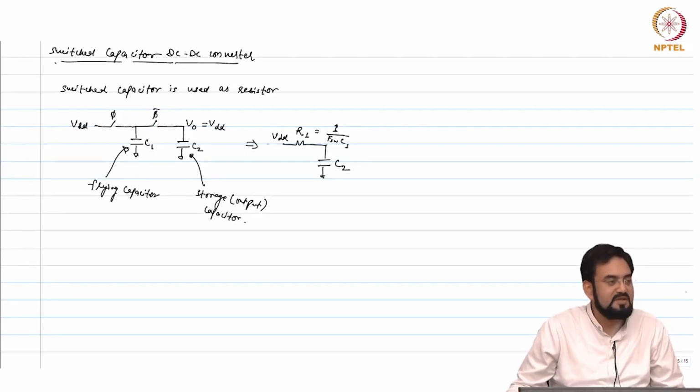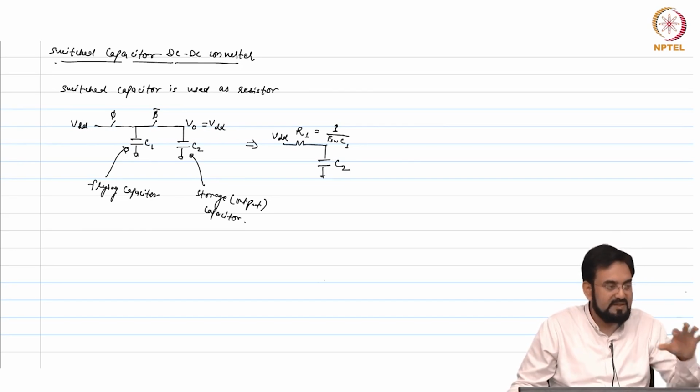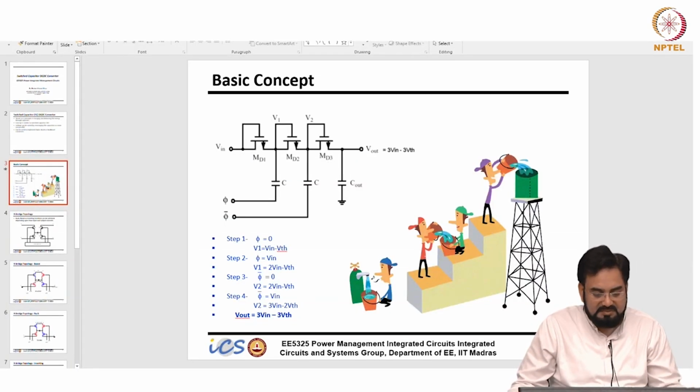Now, let us say I have one more stage. Usually, depending upon what ratio you require between output and input, your number of stages may be different. Here it is a boost converter, a 3x actually. So your output will be 3 times that if you forget about the VT loss. If I have a switch here instead of the diode connected device, then you will get 3 times Vin or VDD.